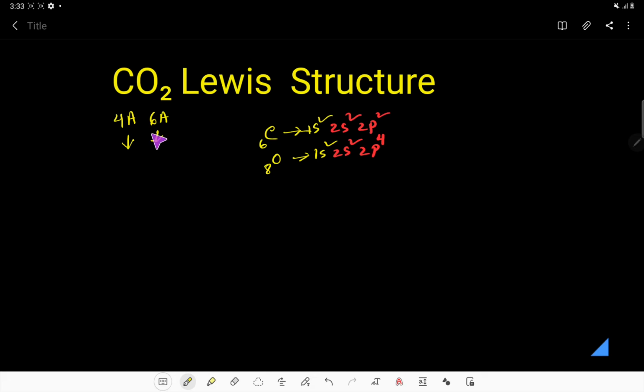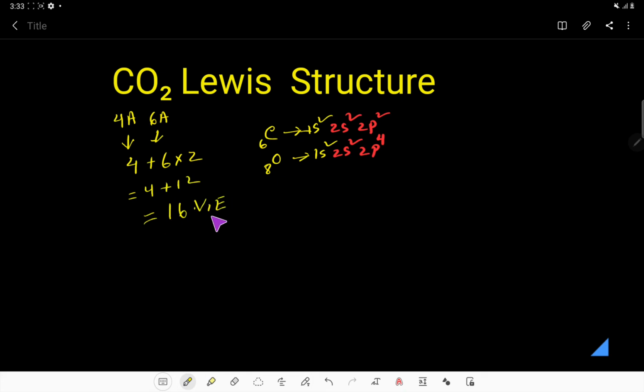Okay, to draw the CO2 Lewis structure, at first we have to count the number of valence electrons in carbon dioxide. Carbon is an element of group 4A, so it has 4 valence electrons. On the other hand, oxygen is an element of group 6A, that is why it has 6 valence electrons. But here we have 2 oxygen atoms, so basically we have 4 plus 12, that is 16 valence electrons.